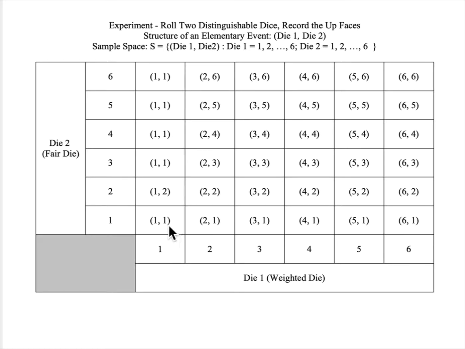In the previous example, these 36 outcomes were equally likely. They each had a probability of 1 over 36. And that followed from the independence of the dice, as well as the fairness of both dice. But in this example, these 36 elementary outcomes are not equally likely because die 1 is a weighted die. And so in order to calculate probabilities of events associated with this experiment, we're not going to be able to just count the number of ways that the event can occur and divide by 36. We're going to have to use a more detailed approach.